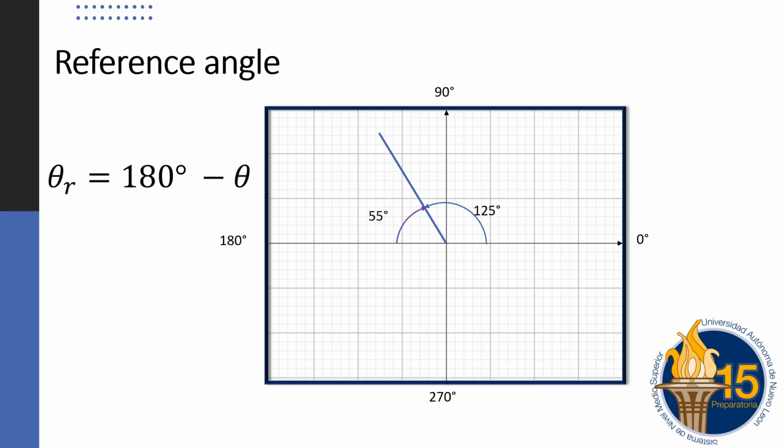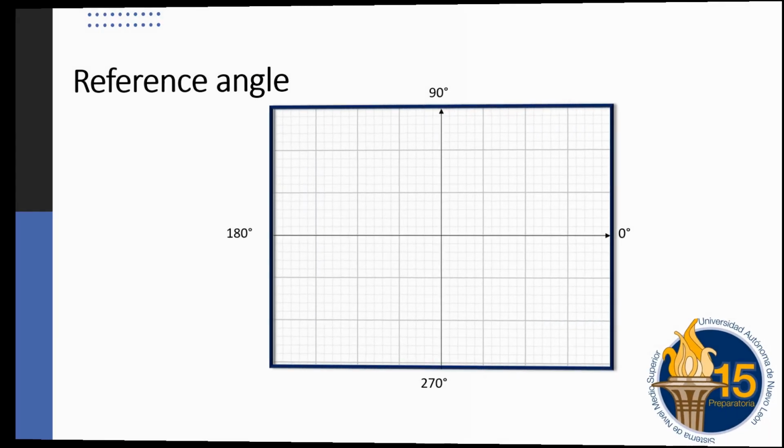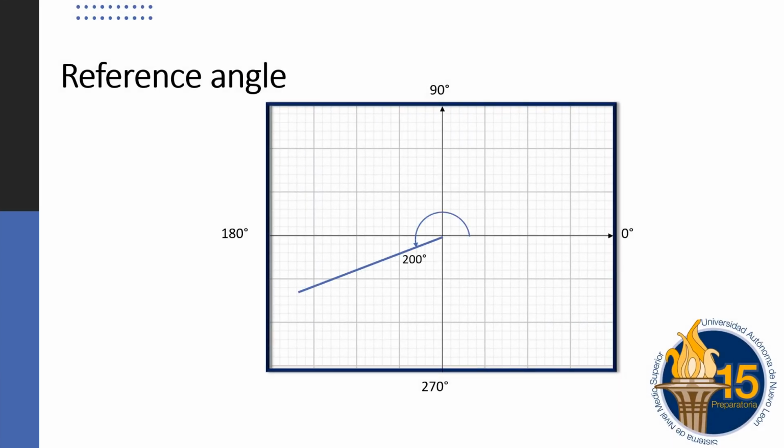The angle 200 has its terminal side on quadrant 3, and the angle that is closer to the x-axis is 20 degrees. So, this is its reference angle. That is because between 200 and 180, there is a difference of 20 degrees.